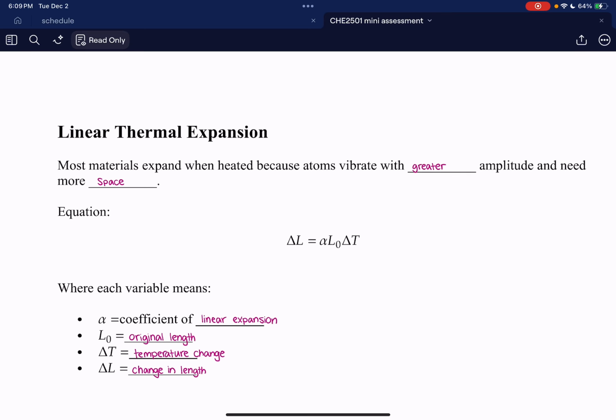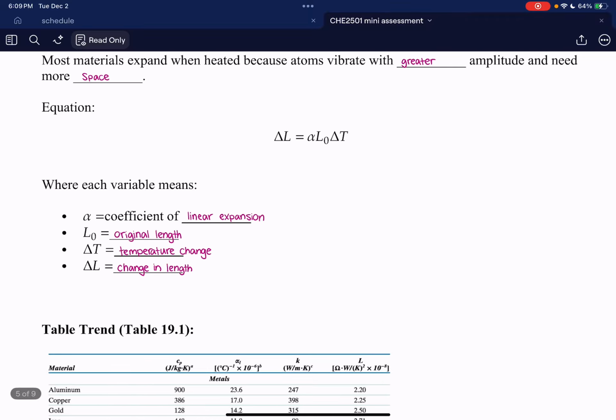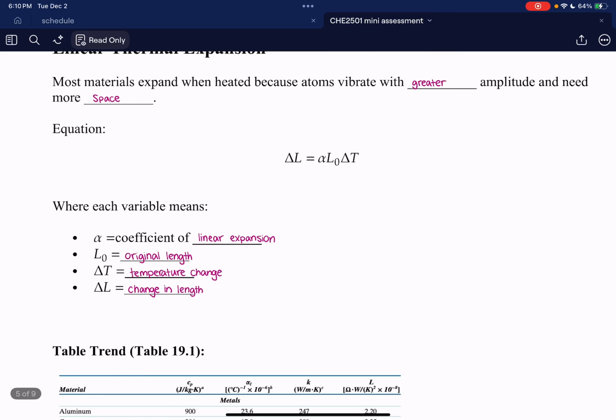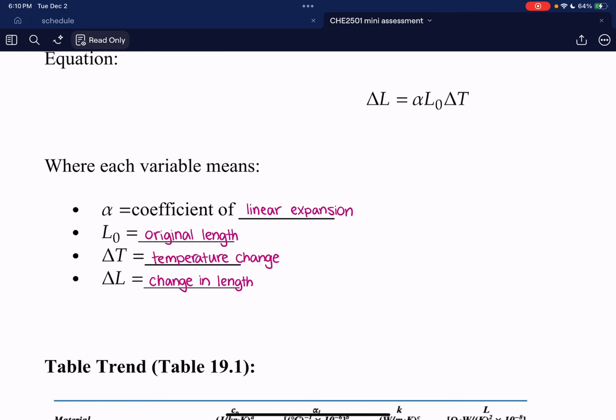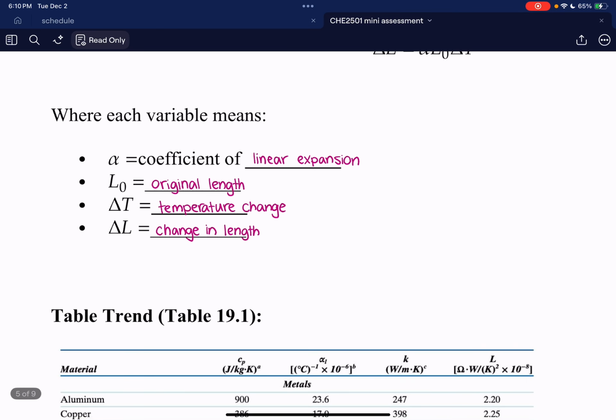Linear thermal expansion. Most materials expand when heated because atoms vibrate with greater amplitude and need more space. The equation is delta L equals the coefficient of linear expansion times L naught times delta T. Each variable means something different, so alpha is the coefficient of linear expansion, L naught is the original length, delta T is the temperature change, and delta L is the change in length.